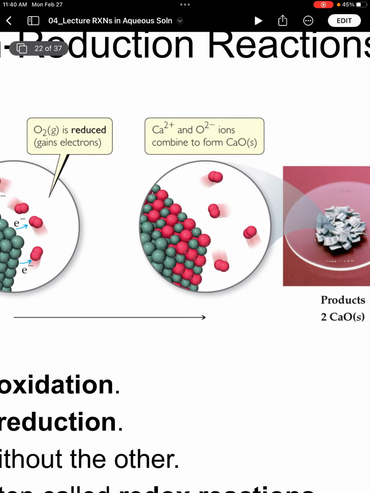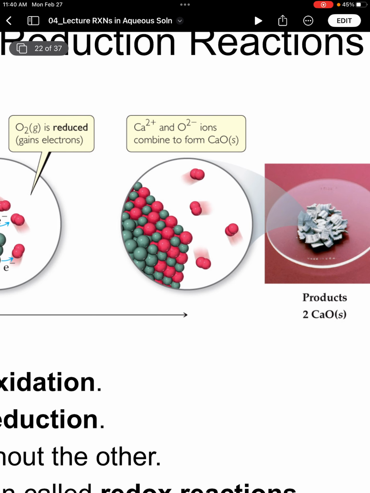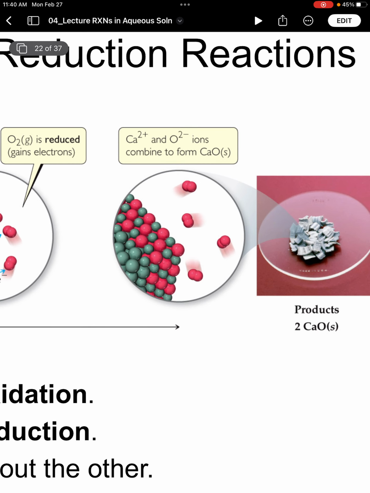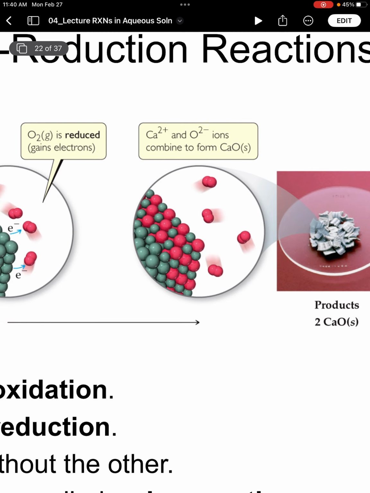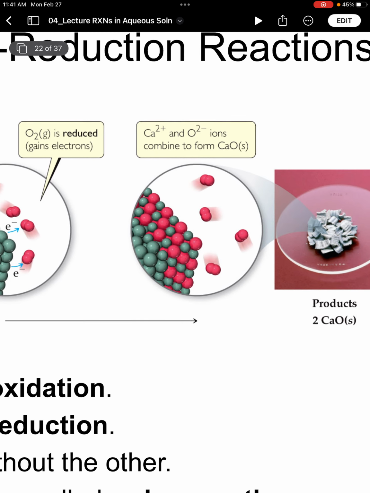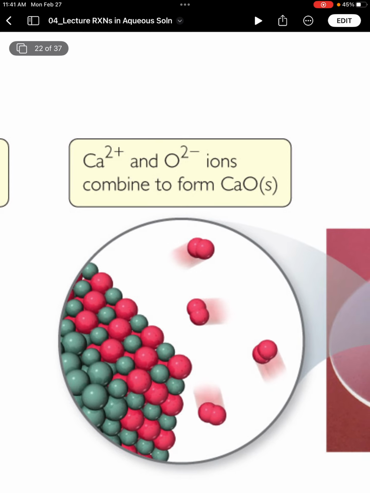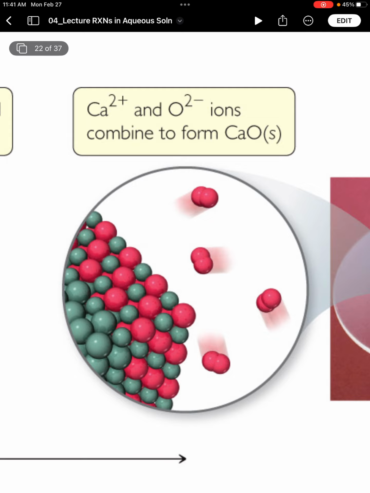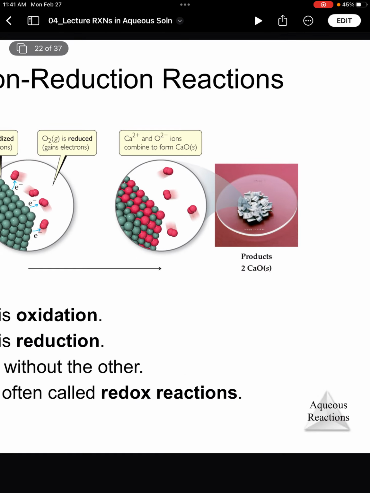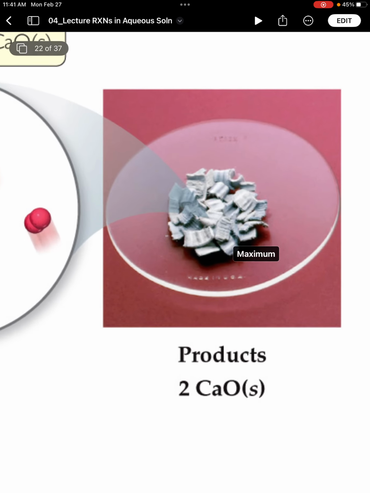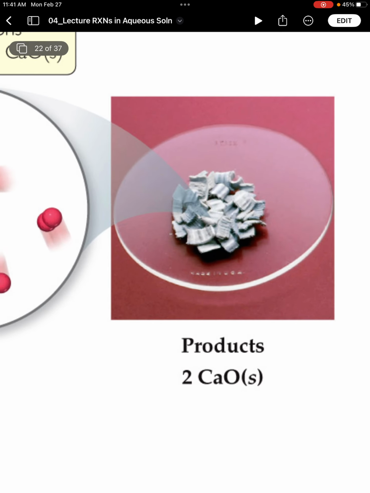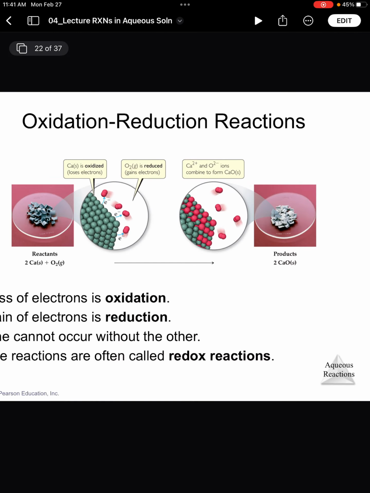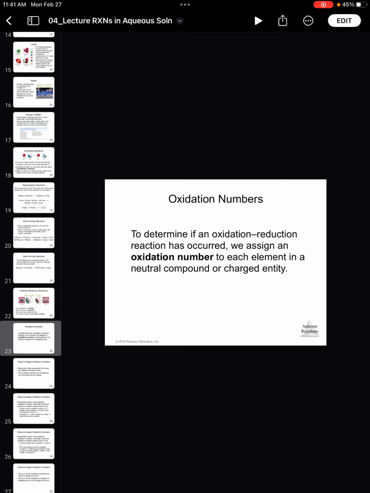Oxygen gains those electrons. If you gain those electrons, you get more negative, and when the calcium lost those electrons, it got more positive. Ca2+ and O2- form calcium oxide, which is a powdery white substance that forms on the outside of your calcium metal. So, a very common thing to happen in the lab.